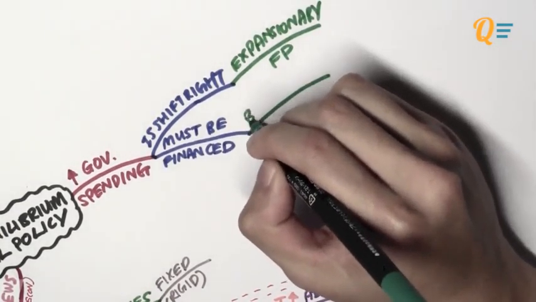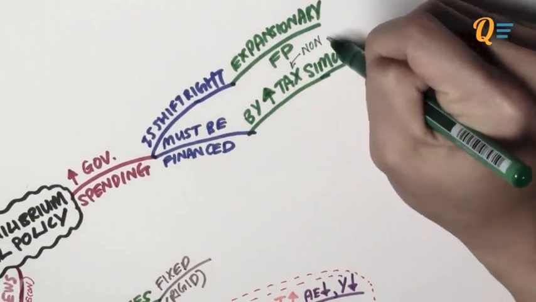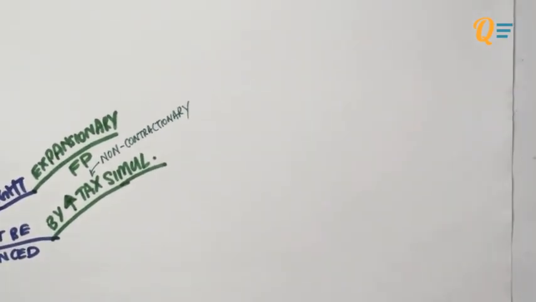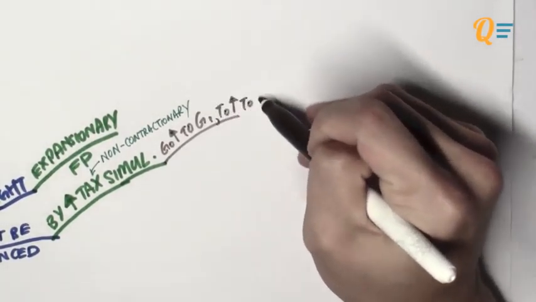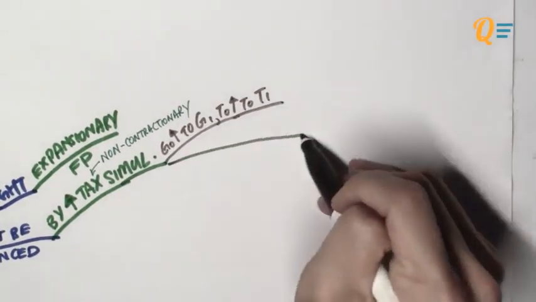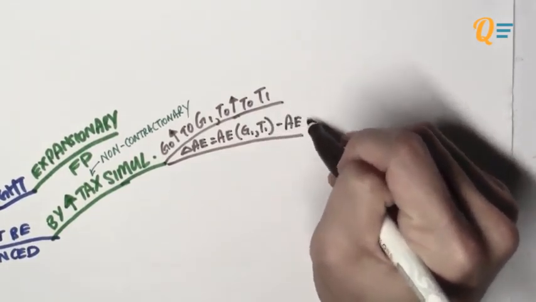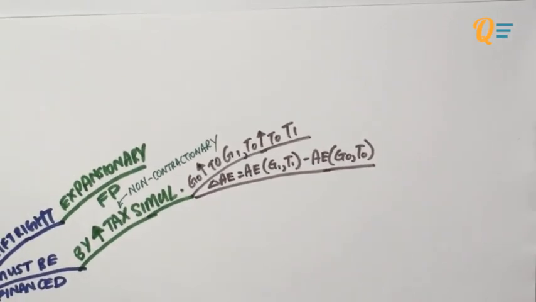The first way will be to increase the tax level simultaneously along with the increase in government spending. Take note that this increase in taxes is not a contractionary policy. It is simply raising the taxes to accompany the rise in government spending. Essentially, G0 will be increased to G1 and T0 will be increased to T1. This represents the increase in the government spending level as well as the tax level. To find the change in aggregate expenditure, we will need to find the function of the aggregate expenditure given by G1, T1 and deduct it away by the initial level of aggregate expenditure given by G0 and T0.